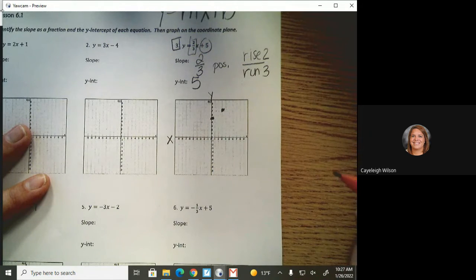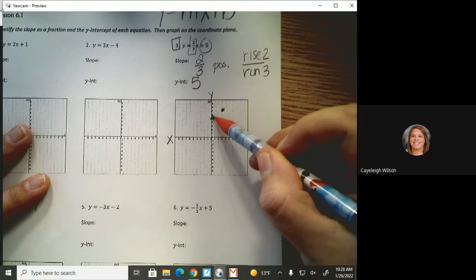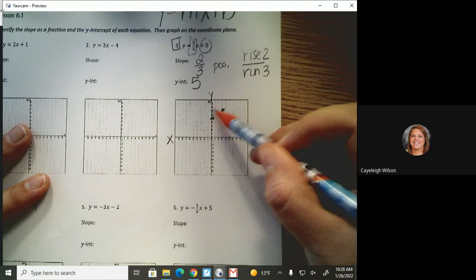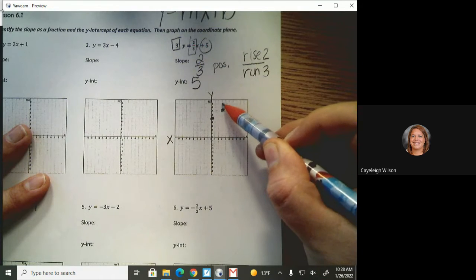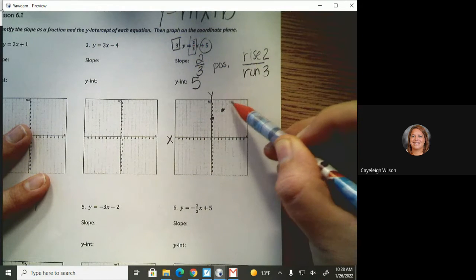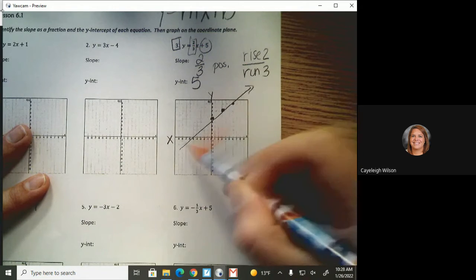And I can do that again. You actually have to use your pencil to graph it. So I'm going to rise 1, 2, run 1, 2, 3. And I can count it again. Rise 1, 2, run 1, 2, 3. And then I draw my line to connect.